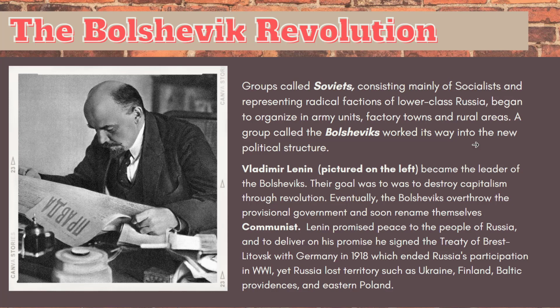But in a negotiation like this, in a treaty like this, of course, there's give and take. There's never something that does not benefit both parties. And Russia lost territories such as Ukraine, Finland, the Baltic provinces, and part of eastern Poland. So keep in mind, as you see here, Russia lost Ukraine. This is from 1918. How does that figure into what's happening today? Think about it.